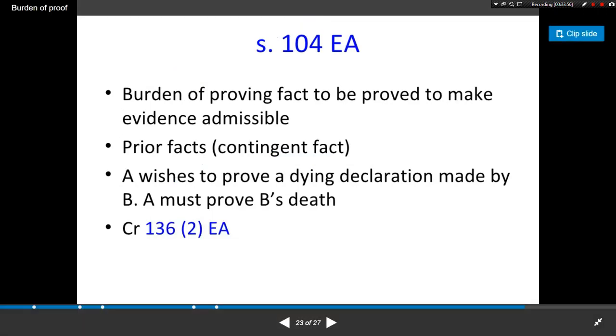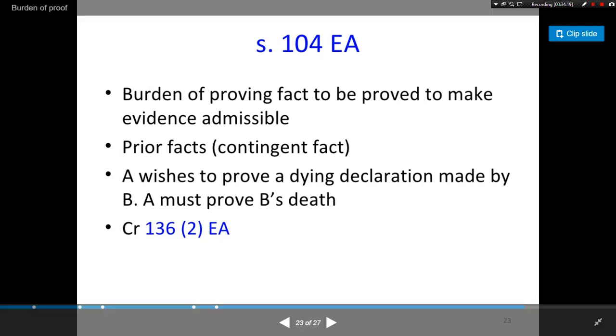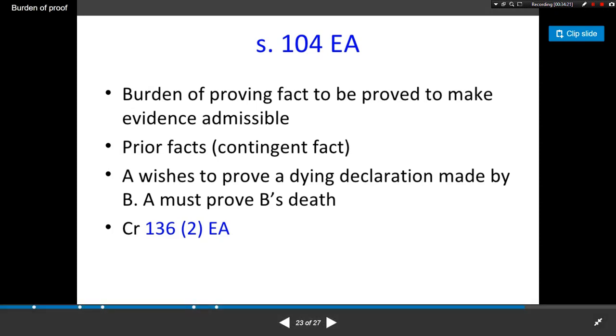So this is all about the last slide of section 103, and now this is about section 104. Burden of proving a fact, proof to make evidence admissible: the person who wishes to prove it must prove the fact. Declaration made by B must prove B's statement, see 136.